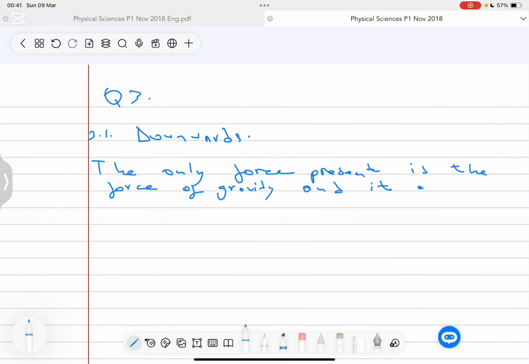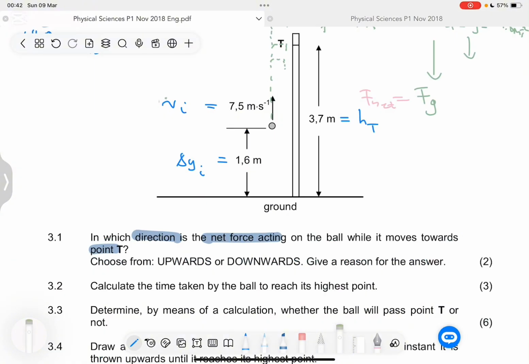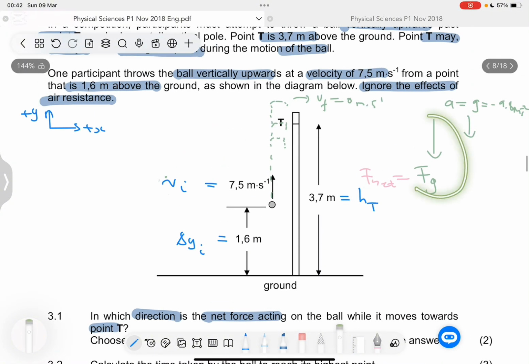And it always, all the time, points downwards. This force will always point in the downward direction towards the center of the earth. That's your reason. I mean, we spoke about it to say this force will always go vertically downwards towards the center of the earth. That's why even the acceleration goes downwards.